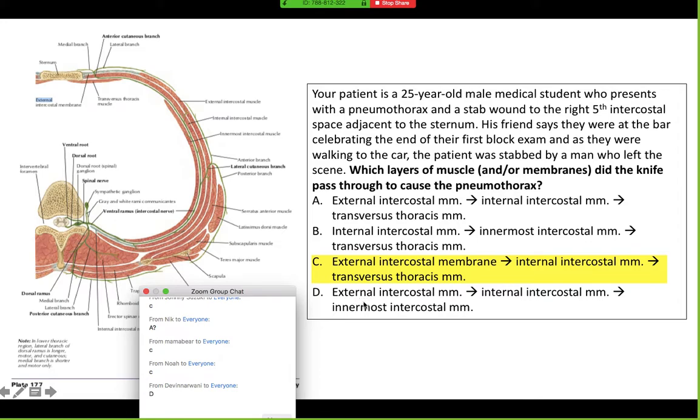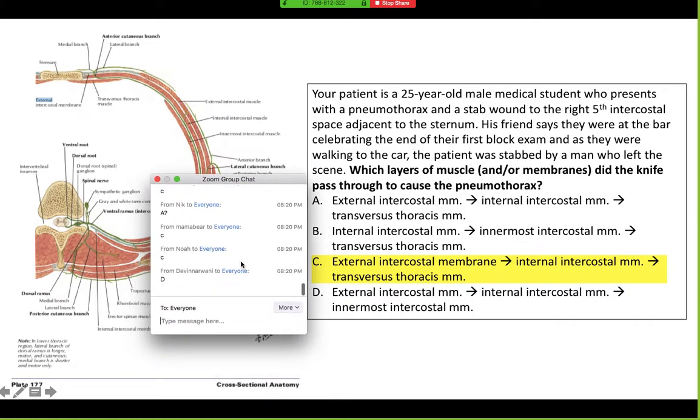D is very close. The only thing that makes this wrong is, remember, the external intercostal membrane runs from the costochondral junction to the sternum. And from the costochondral junction on around back is the actual muscle. Does that make sense to everybody? Okay, good.